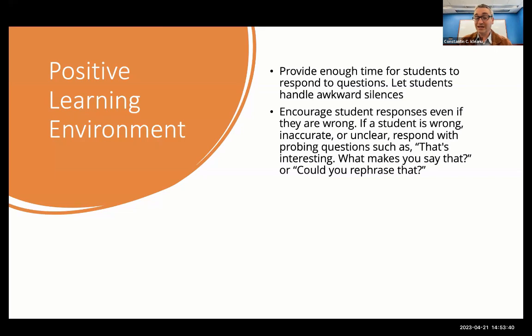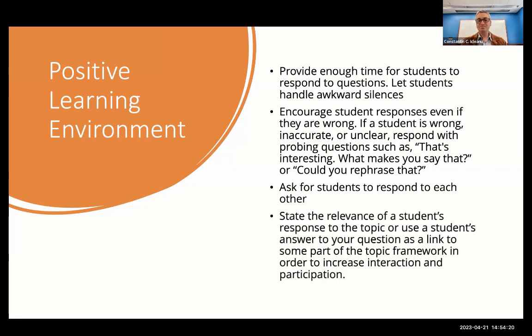Encourage student responses, even if they're wrong. If a student is wrong, inaccurate, or unclear, respond with probing questions such as, that is interesting, what makes you say that? Or could you rephrase that in a different way? Ask for students to respond to each other. This is a great way to prep a classroom conversation by having them talk in small groups on a similar topic to get them thinking in the right way and to dig deeper. And then when you ask the question to the class, they will have already gone through some of the steps among the Bloom's taxonomy scale. And then when you get to the bigger questions, they are there with you.